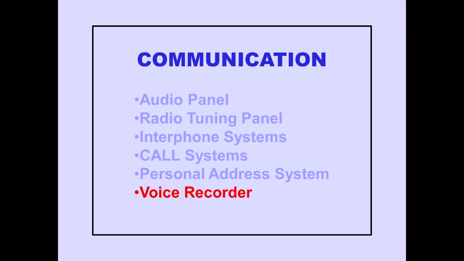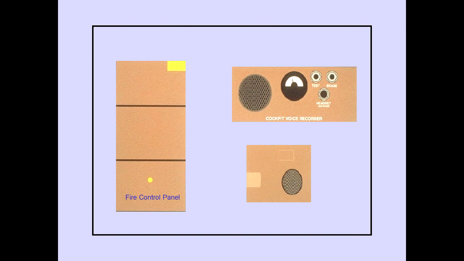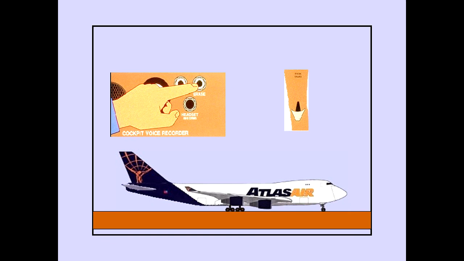Finally, let's look at the cockpit voice recorder. The cockpit voice recorder panel is located on the overhead maintenance panel, and the flight deck area microphone is located on the overhead panel. Cockpit voice recorder tape can be erased by pressing the erase button if the airplane is on the ground with the parking brake set.